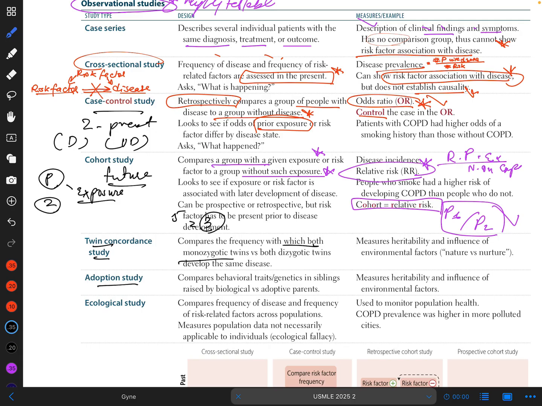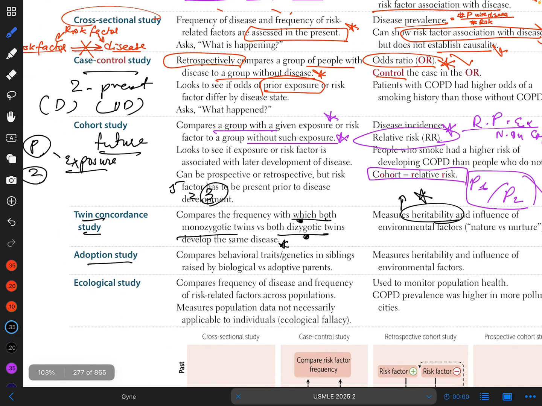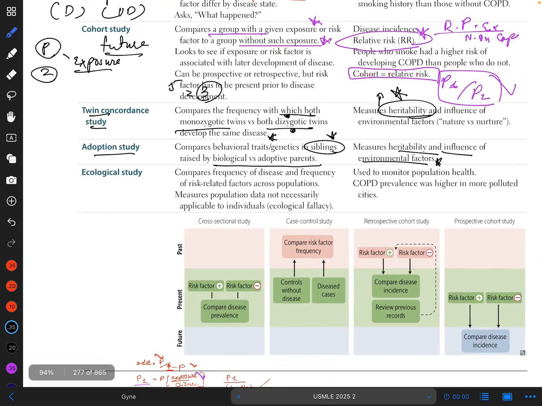The last two types of studies are twin concordance studies and adoption studies. Twin concordance studies compare the frequency with which both monozygotic twins and both dizygotic twins develop a disease. This measures the heritability of a disease. Specifically, the more concordance a disease shows for monozygotic twins relative to dizygotic twins, the greater the heritability of the disease. Adoption studies compare siblings raised by biological versus adoptive parents to separate heritability from the influence of environmental factors on disease. This is looking at that characteristic nature versus nurture when it comes to complex diseases.